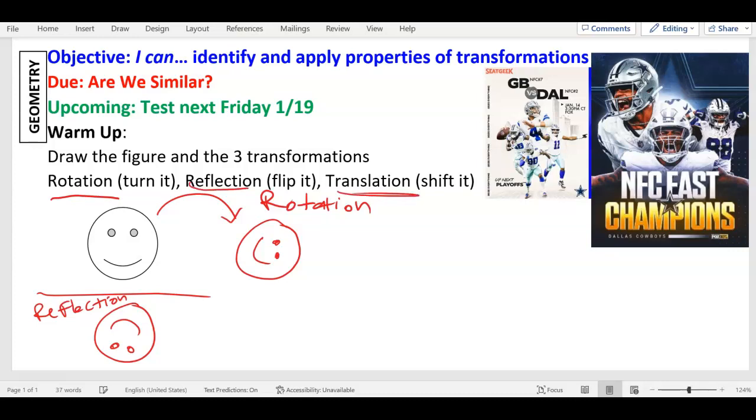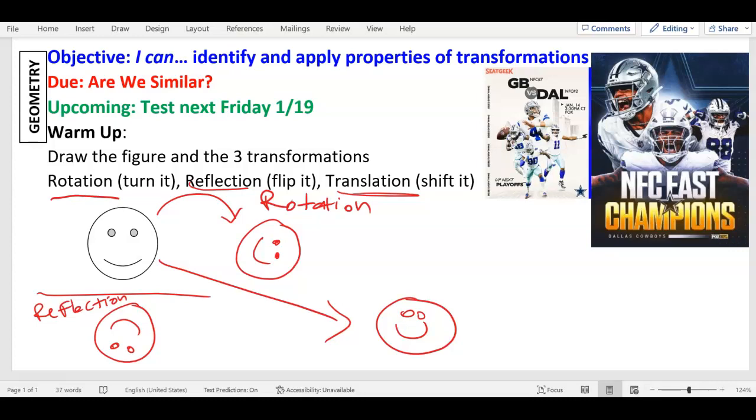The last one is to translate. A translation just shifts it over. It looks the same. It's just been shifted, moved over, up, down, left, or right, or some combination. Okay, that's it for the warm-up.